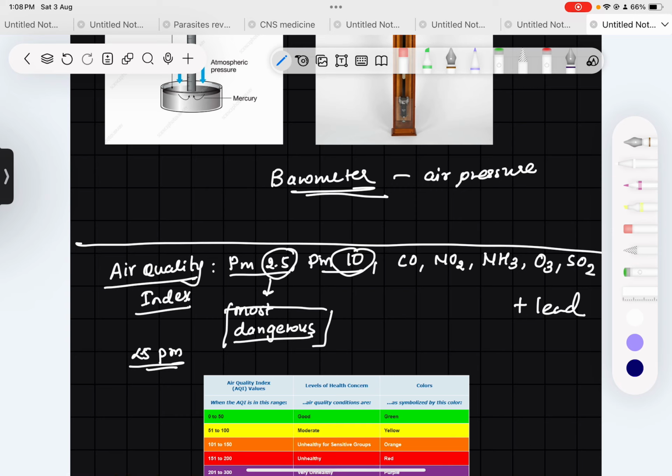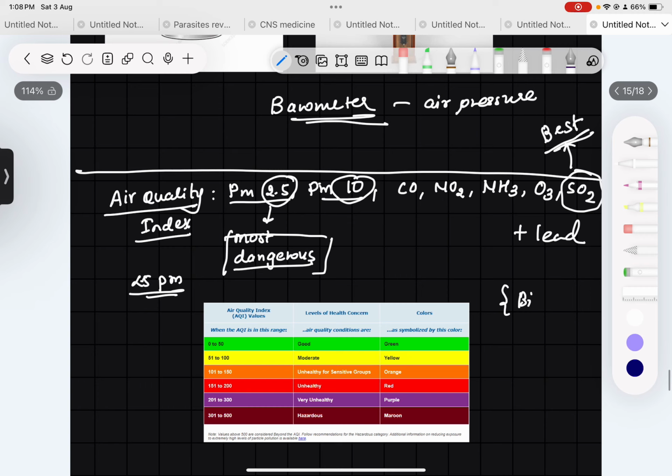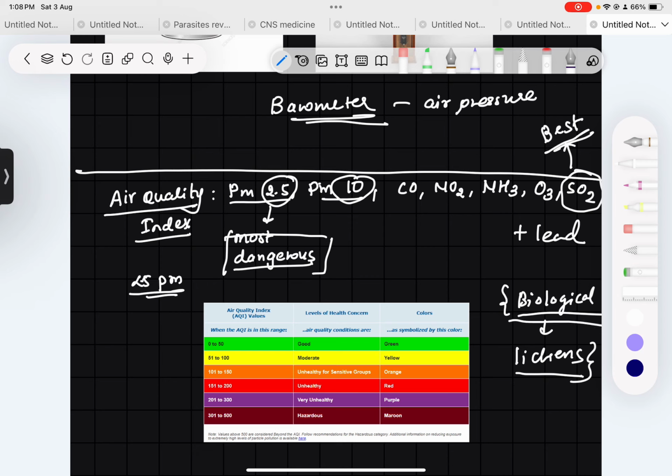Now some particular things about some components. SO2 is the best air pollution indicator, the chemical one. But if we talk about the biological indicator, then it is lichens, and it is inversely proportional. So air pollution is inversely proportional to the level of lichens in the air, and it is a biological indicator. So the more lichens there are, the less air pollution there is.